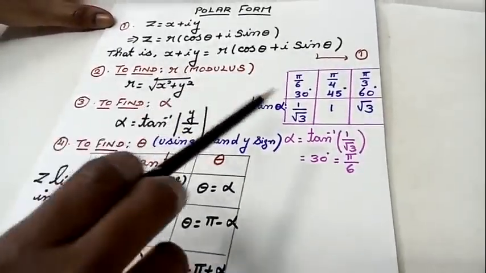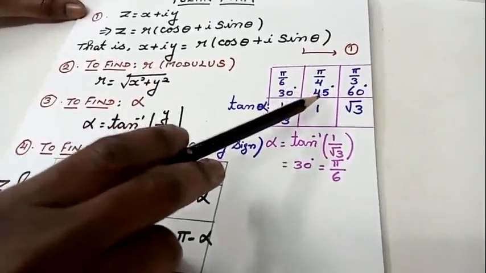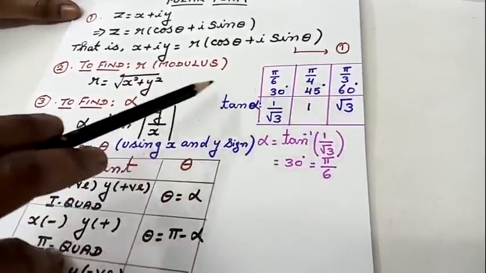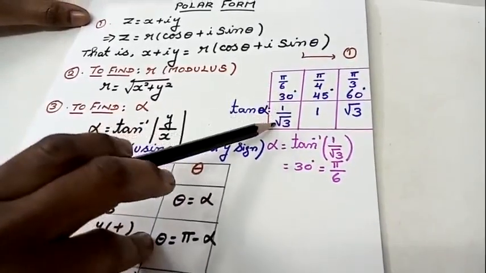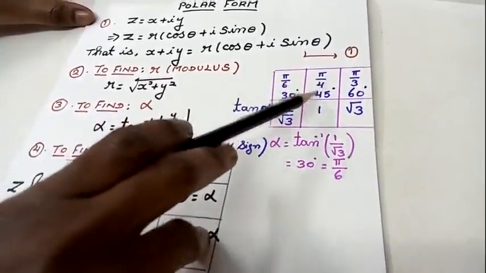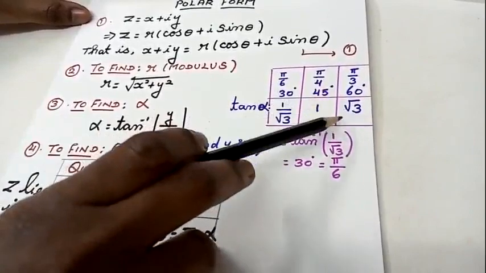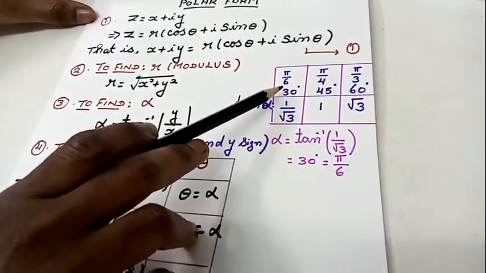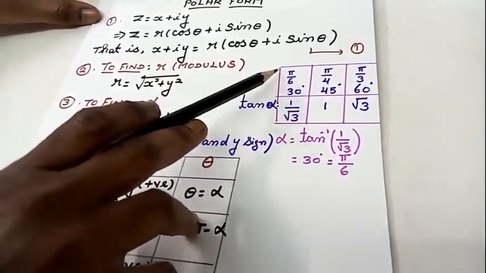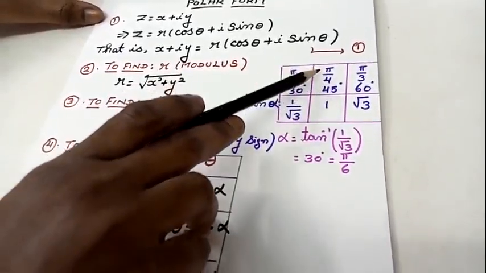Mostly you will get the value in this way, that is 30 degree, 45 degree, 60 degree. What is the value of tan alpha? Tan 30 degree is 1 by root 3, tan 45 degree is 1, tan 60 degree is root 3. These 30, 45 and 60 can be written like this: 30 degree can be represented as pi by 6, 45 degree means pi by 4.